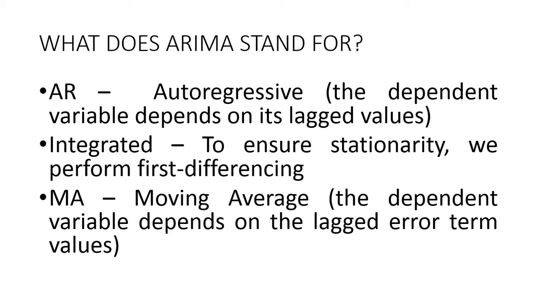And MA stands for moving average. In this case, the dependent variable depends on the lagged error term values. So altogether, the ARIMA model means that the value of the variable can be described as a linear combination of its own lagged values and lagged error terms.